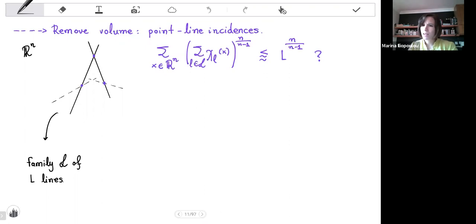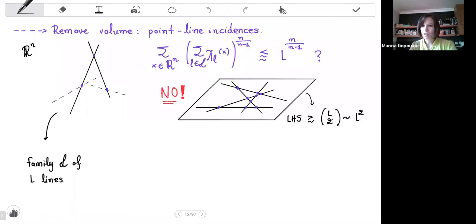So this would say that all twofold intersections are very, very few. At most, the number of lines to a part that looks more and more like one. And we can see that this fails if the lines lie all on a plane. If all the lines lie on a plane, then everyone can intersect all the others, and we have L choose two twofold intersections. So the left-hand side is bigger than L squared. So we definitely need to impose some conditions on the lines.